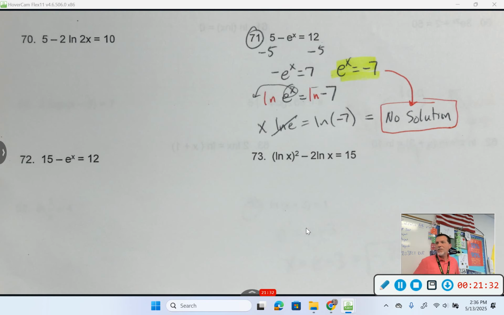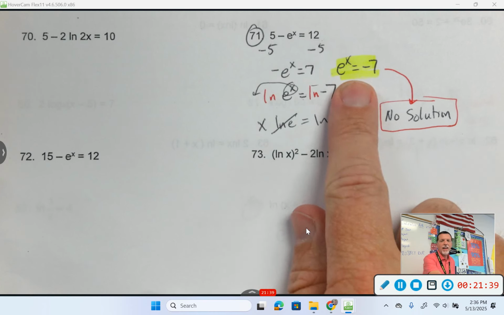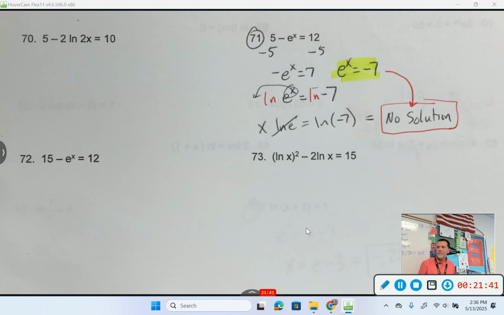Honestly, most people don't, because they're so focused on, okay, natural log both sides, bring it out front, divide, move things around. They forget to look for that kind of thing. It's fine. It doesn't work.